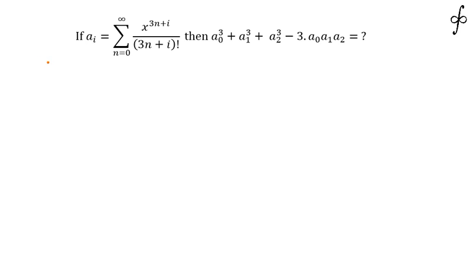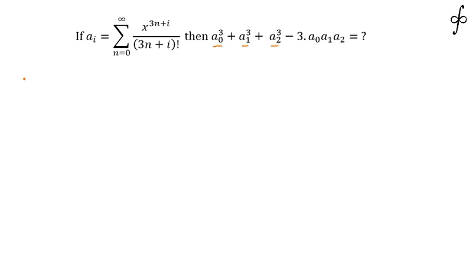So the problem says that if a_i is equal to the summation of x to the power 3n plus i by (3n plus i) factorial, n equal to 0 to infinity, then a0 cube plus a1 cube plus a2 cube minus 3 a0 a1 a2 is how much? So you can see that we need to only concentrate upon a0, a1 and a2.